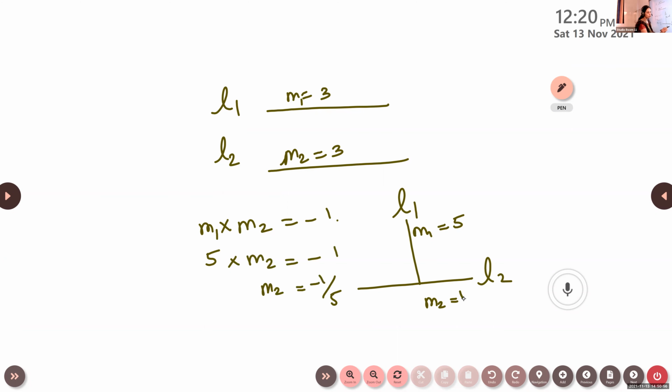-1/5. Okay. So if they are perpendicular, how to get the slope of the second line? Take the reciprocal of the slope and just change the sign. Opposite sign. Okay, let us look at one more example.